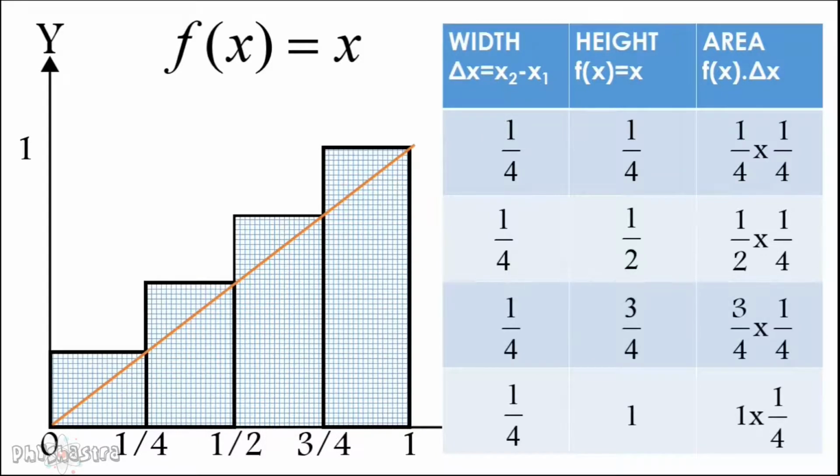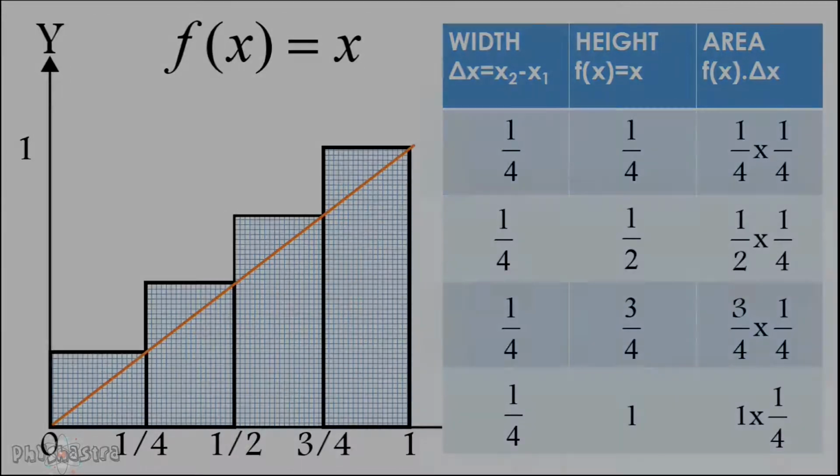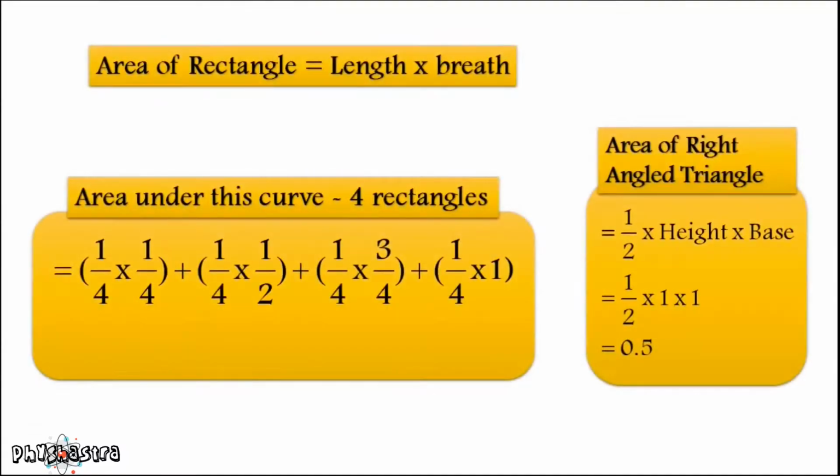Now we have the individual blocks' areas. Now we just add them to get the area under the curve. We take all the areas of the blocks and add them, and we get the total area as 0.625.